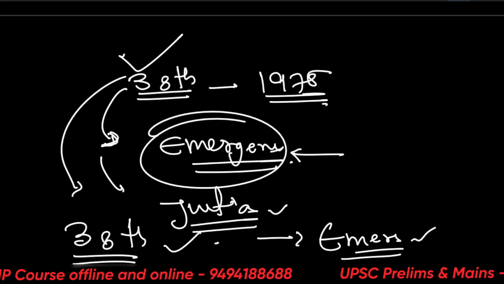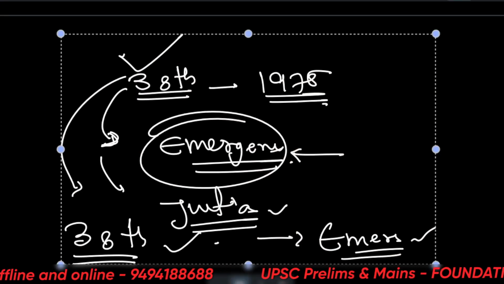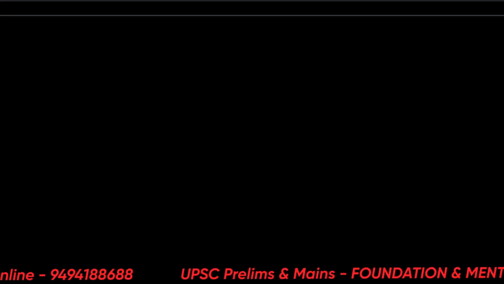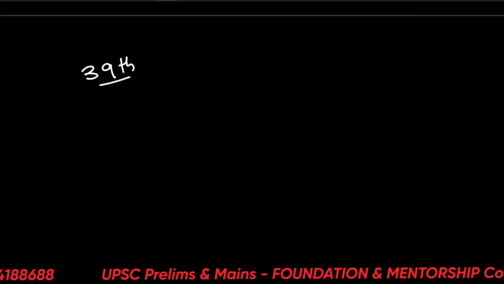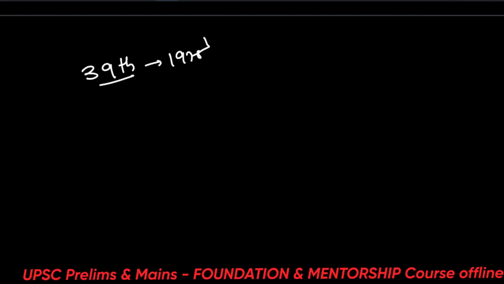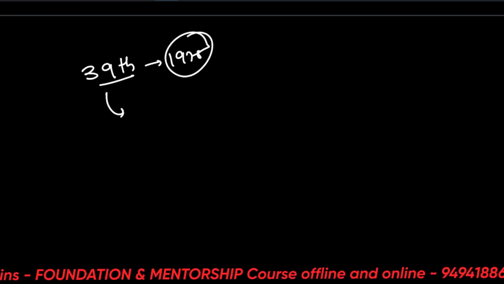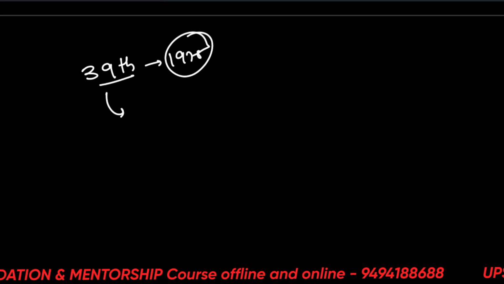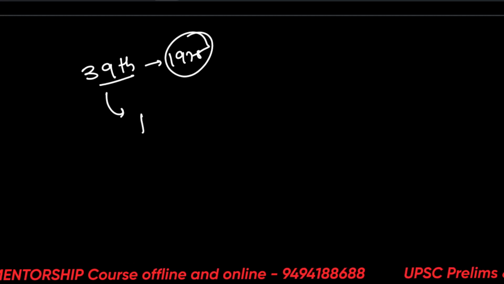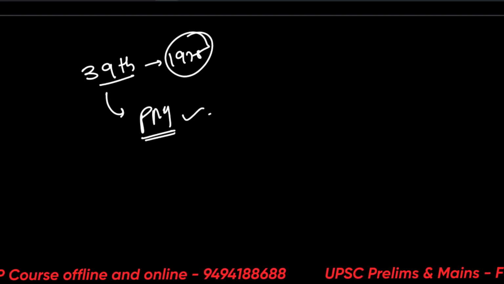Next one, let's see. 39th Amendment, 1975. So this was related to the Rajnarayan case. Allahabad High Court declared the election of Prime Minister Indira Gandhi to be void. So what did the amendment do?